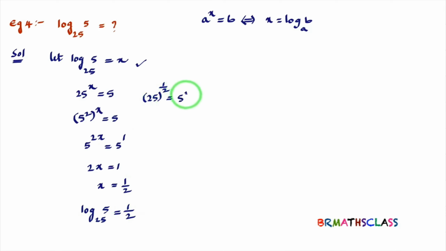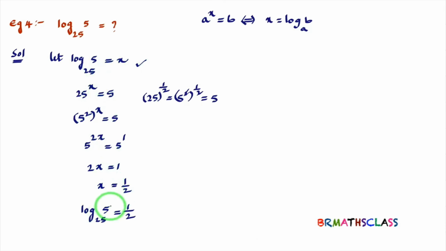25 can be written as 5 square, whole power 1 by 2. Here the 2s will get cancelled. What you will get? Its answer is 5. So if you identify in the beginning itself 25 power 1 by 2, that means root 25, root 25 is 5, directly you can write its answer. No need of all this procedure. In case you are unable to find it directly, then follow this procedure.